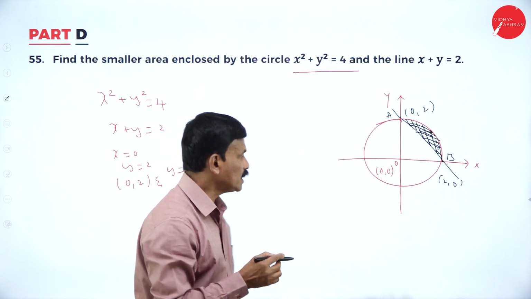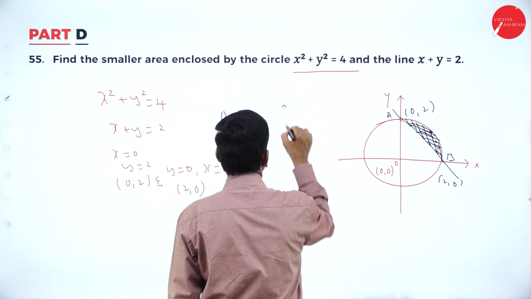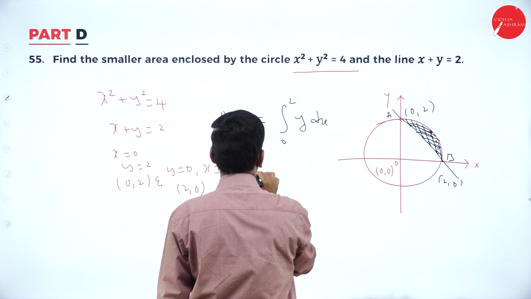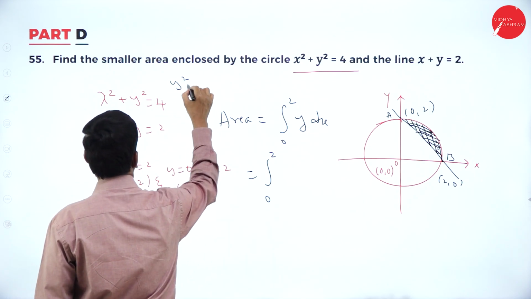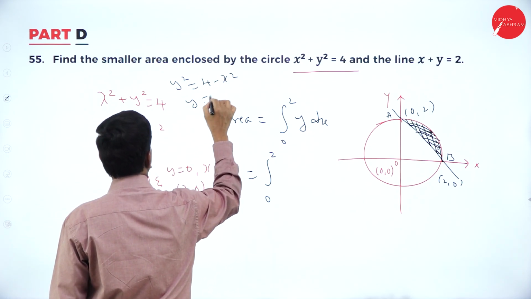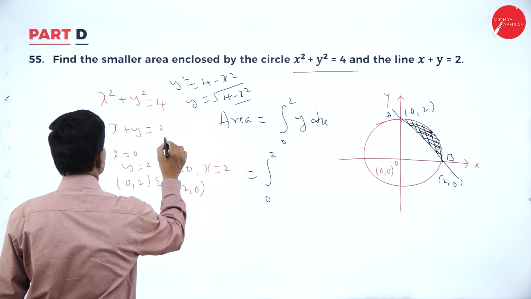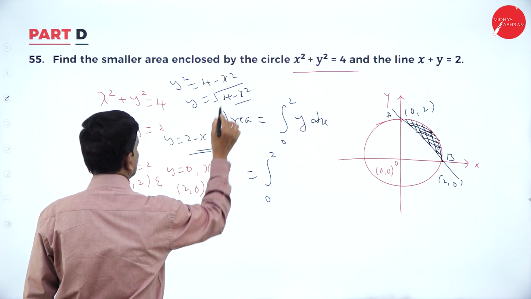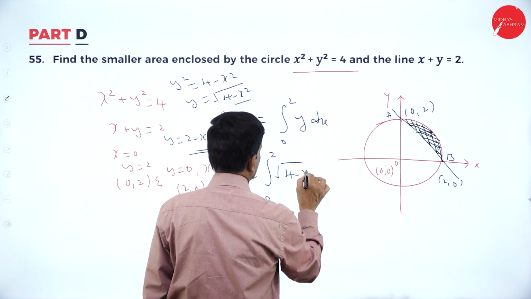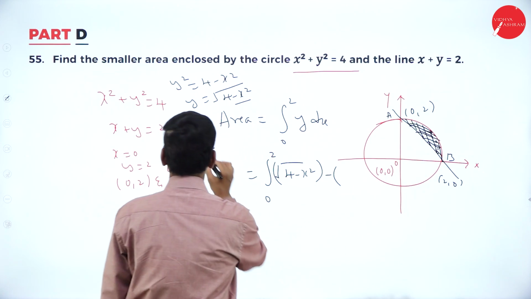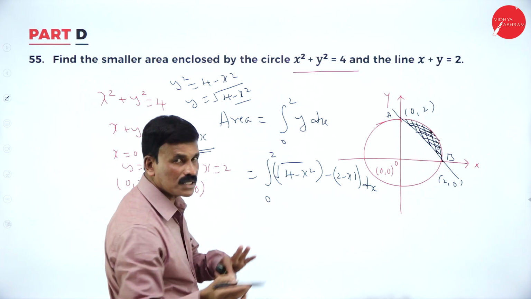Okay. Now, very simple. The area is equal to integral 0 to 2 y dx. What is y here? What is y square from this? Y square is equal to 4 minus x square. Y is equal to root of 4 minus x square. And what is y from this equation? Y is equal to 2 minus x. So, the area between these two curves is nothing but integral of root of 4 minus x square minus 2 minus x dx. That's it. So, f of x minus g of x.